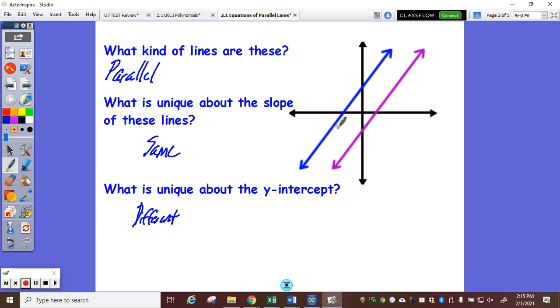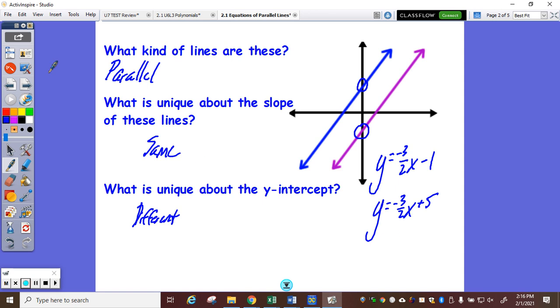Because look at these two lines. They're both going to have the same slope, but this one crosses the y-axis here, and this one crosses the y-axis here. So if I was to write an equation that said y equals negative 3 over 2x minus 1, then any line that is parallel to it has to have the same slope. And you could put whatever y-intercept you want. We could say plus 5. These are parallel lines. They have the same slope, and they have different y-intercepts.